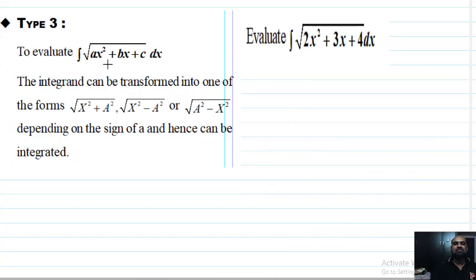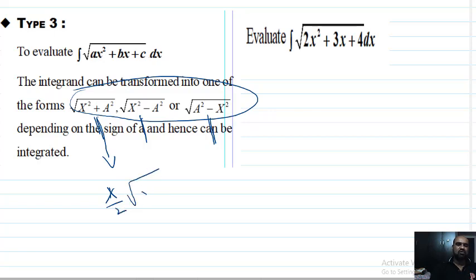Type 3. If your problem is of the form root over ax square plus bx plus c, you want to convert it into the form of either capital X square plus A square, or capital X square minus A square, or A square minus capital X square under root. Already we did problems; the discussion is completed. So what does this give? I will write here: capital X by 2 into root over capital X square plus A square, plus A square by 2 into logarithm of capital X plus root over capital X square plus A square.